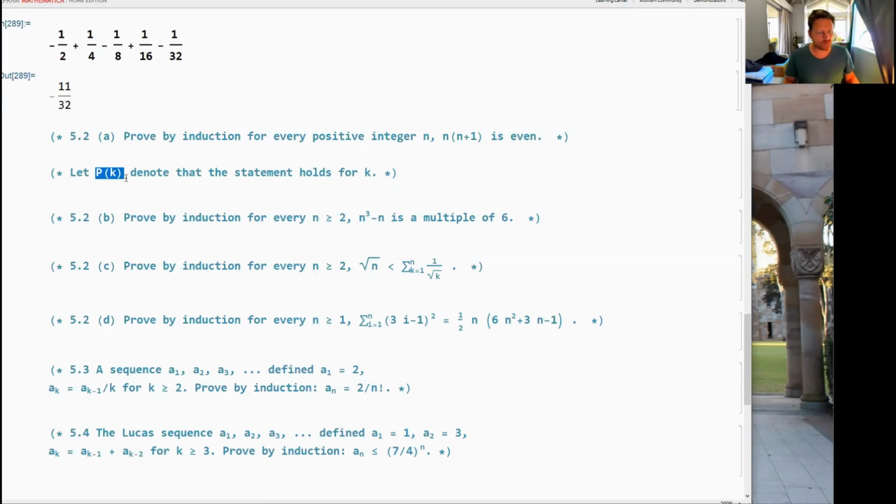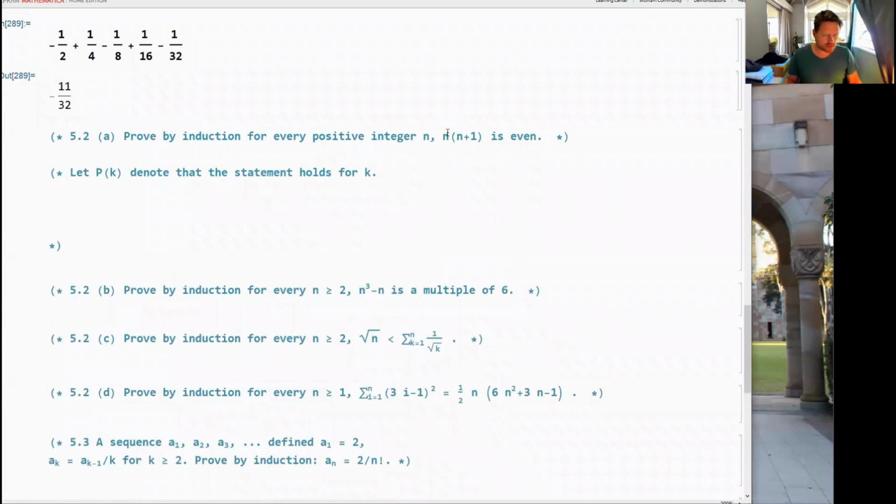Okay, so what we want to do first is show that P of 1 holds true. So what we do is we just take this and we put in 1. So 1 times (1 plus 1) is 1 times 2, which is 2, which is even. So P of 1 holds. Okay, good. Now we need to form our induction hypothesis.